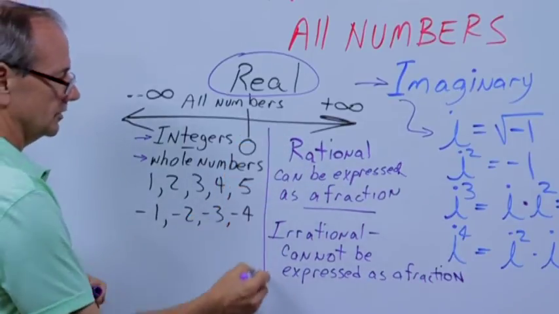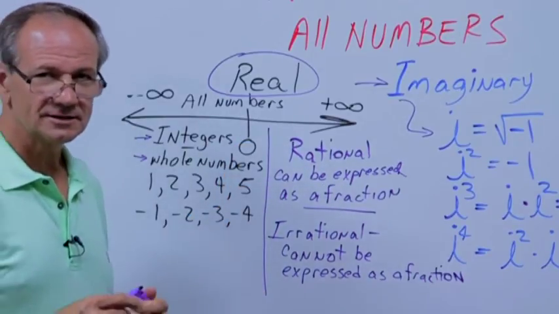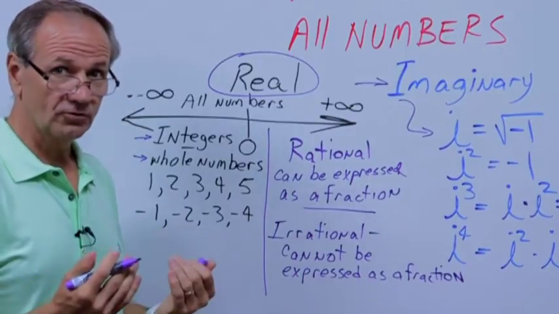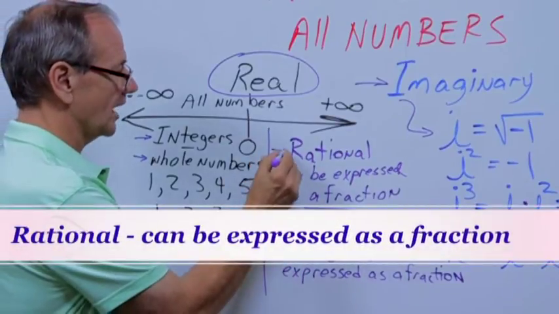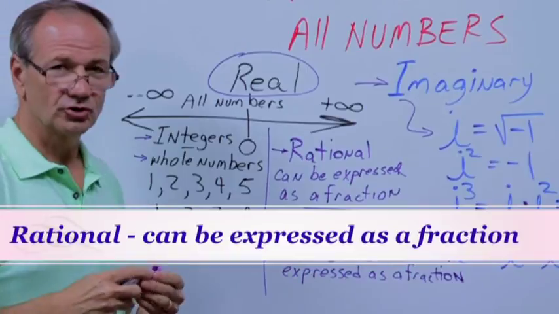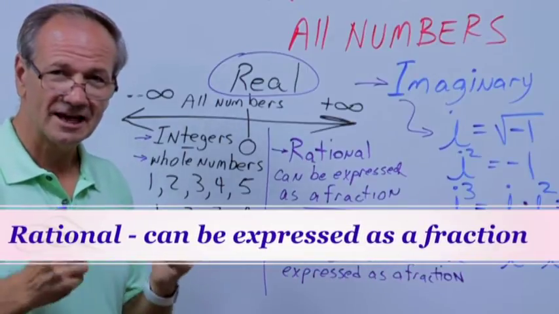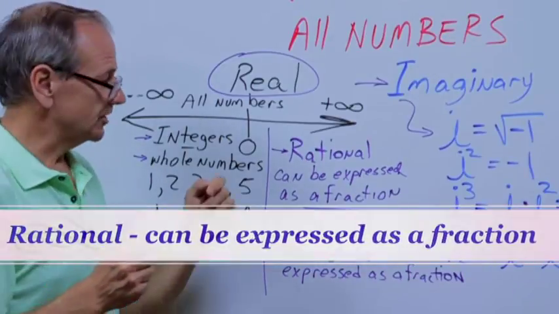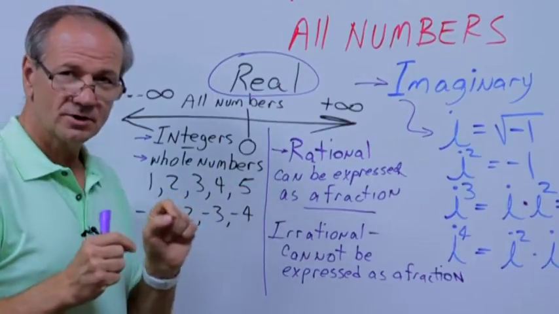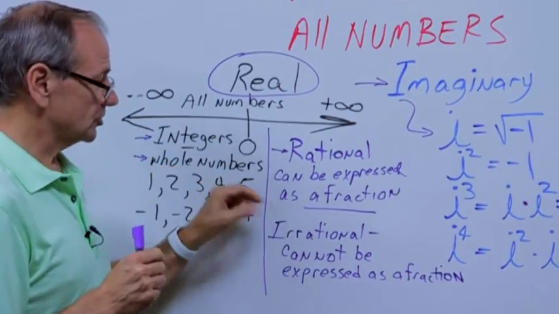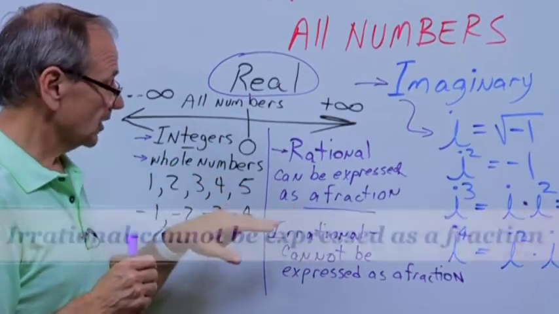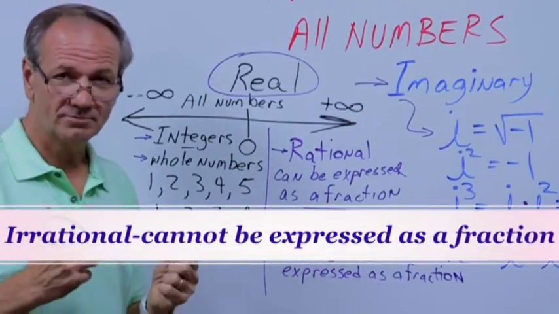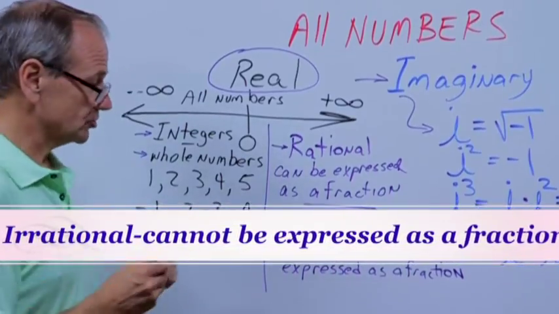Now we get to where it gets interesting, and this is the kind of thing the ACT tests the most often. It's going to be rational numbers. Rational numbers are numbers that can be expressed as a fraction. They can be expressed as a fraction, and we'll look at some examples in just a minute. Irrational numbers cannot be expressed as a fraction.